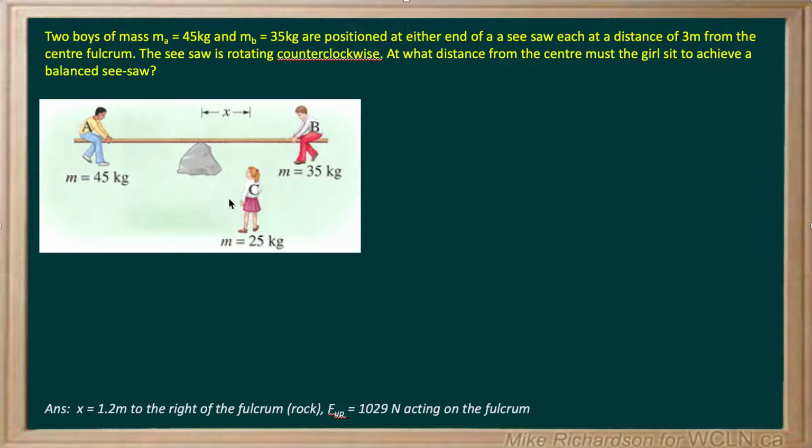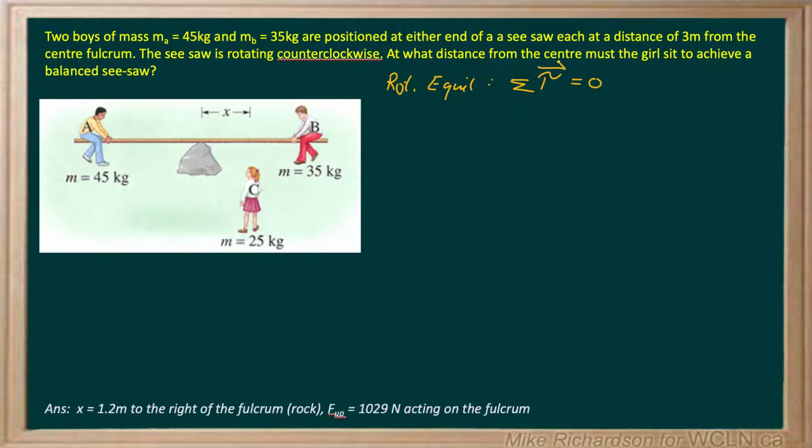So the question is, we want to get this girl to sit on the seesaw somewhere to prevent it from rotating. So we want this thing to get into rotational equilibrium, which simply means the sum of the torques has to equal 0. So we're looking for the following condition. We want to achieve rotational equilibrium. We want the sum of all the torques acting on that beam, on that seesaw, to add up to 0.